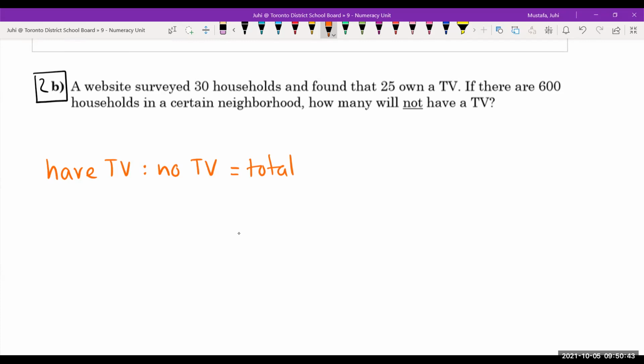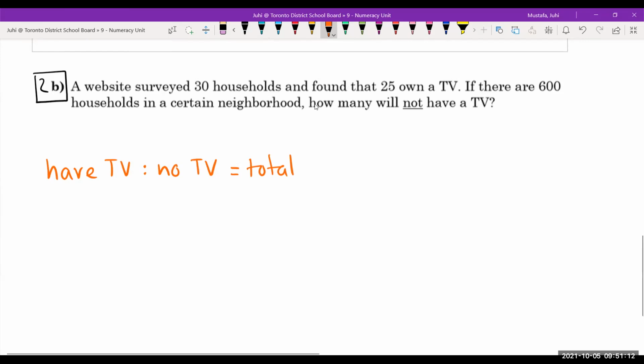So every single question gives you 2 scenarios. I always think about one of them as like the fake imaginary scenario, the one that's not realistic, and another one that is the realistic scenario. So for example, a website surveyed 30 households and found that 25 own a TV. I'm going to call that my imaginary numbers because, you know, towns don't usually have only 30 households. They have a lot more. So that is my first scenario where I'm going to put in the numbers.